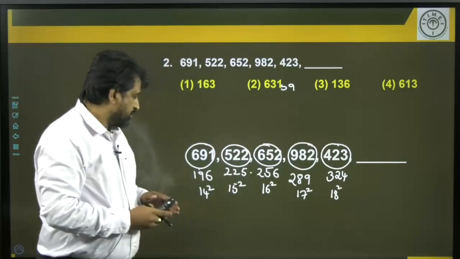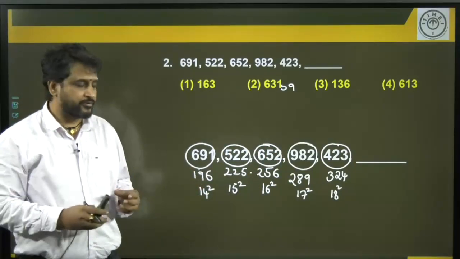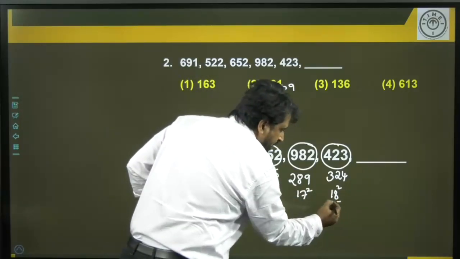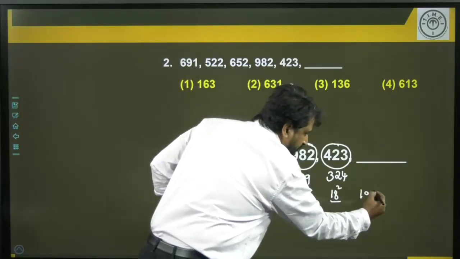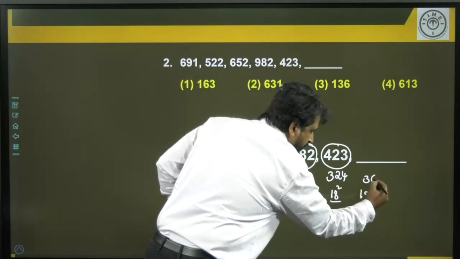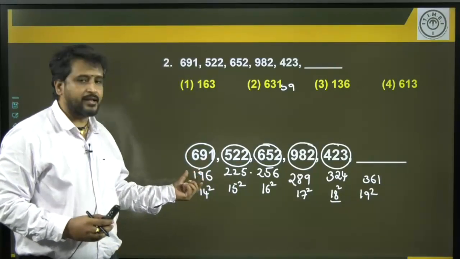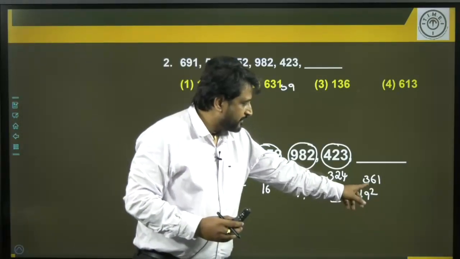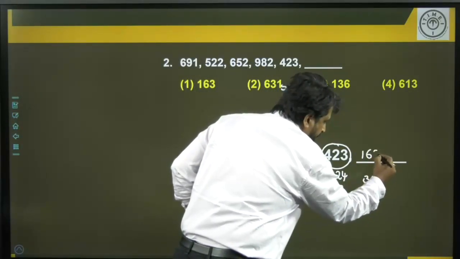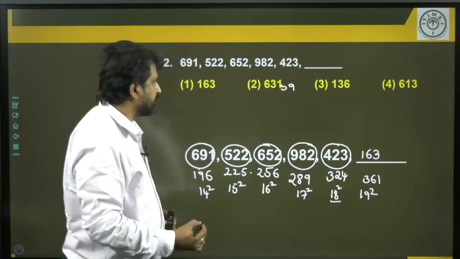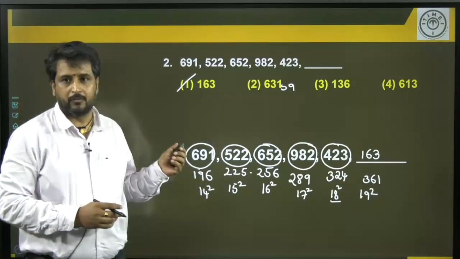Now, the numbers 14, 15, 16, 17, 18 are consecutive natural numbers. So, after 18 the natural number is 19 and the logic applied is square. So, 19 square is 361. But our answer is not 361. What are we doing here? Every number we are writing in the reverse order. So, 19 square is 361. If you write in the reverse order, you will get 163. So, the required answer is 163. It is in choice 1. I hope it is clear.